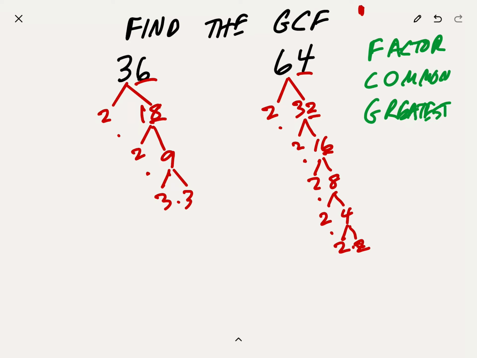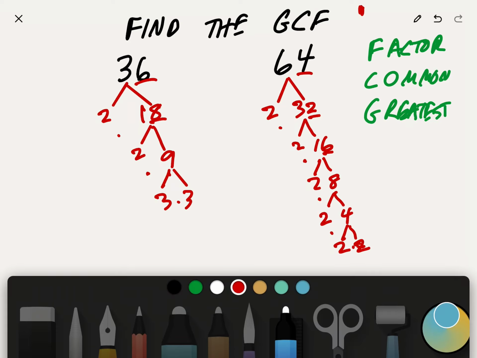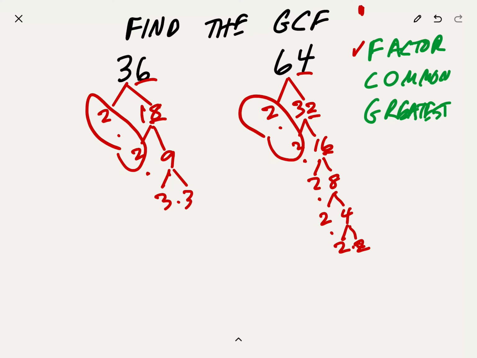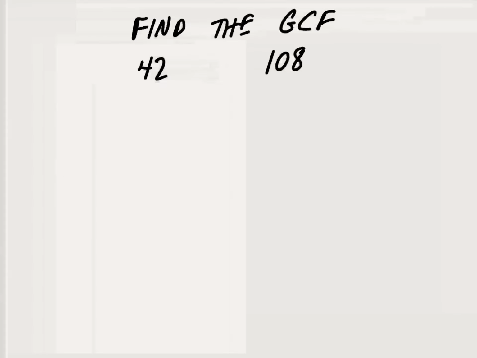That is factor. Now, I'm just going to look. I factored it. What's in common? Well, this has two 2's. This has two 2's. So there's nothing else. That's the greatest things that are in common. So 2 times 2 is 4. So that is our GCF.